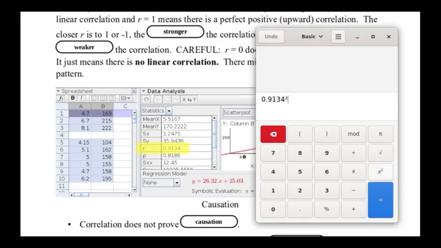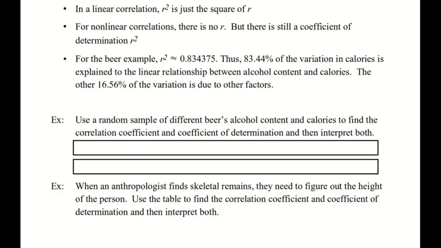So in our calculator, we can simply take 0.9134 and square it to get r squared. Thus, r squared is 0.83429956. Thus, about 83% of the variation in the calories in beer is explained by the linear relationship between alcohol content and calories. The other 16% of the variation is due to other factors. So we used that random sample of different beers' alcohol contents to put in two different lists, and we plotted it. We found the outliers and removed them. We see that it's a random sample.